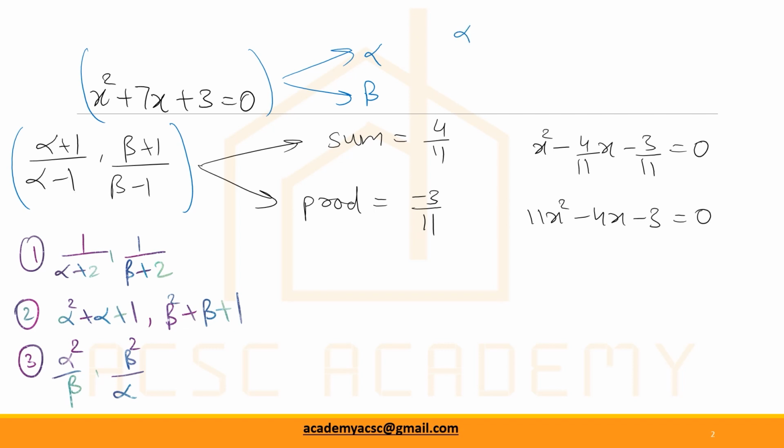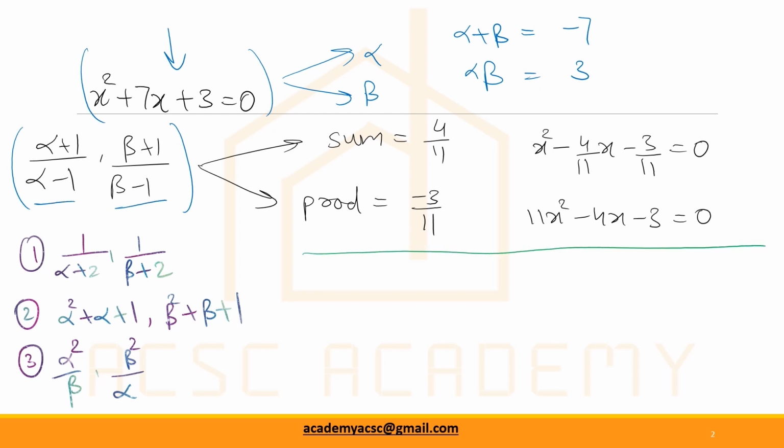From here we get alpha plus beta, which is the sum of roots of this equation, equal to minus 7, and alpha beta, which is the product of roots, equal to 3. Now we have to form another quadratic equation whose roots will be these two. So using these, let us find the sum and product of the roots for that new equation. The sum will be alpha plus 1 upon alpha minus 1 plus beta plus 1 by beta minus 1.